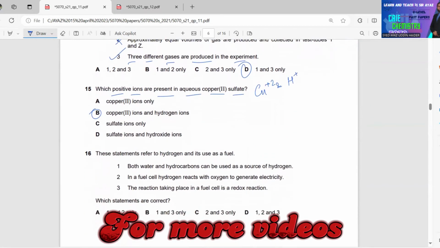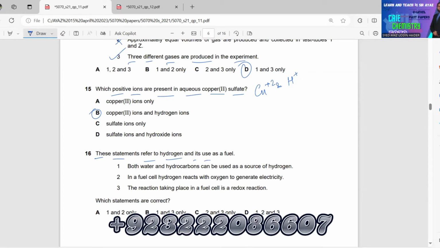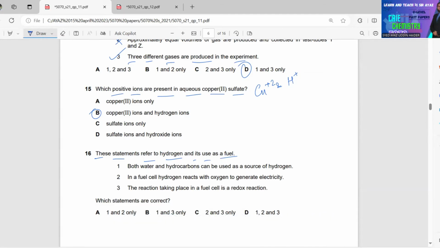Moving to next question. Number 16, these statements refer to hydrogen and its use as a fuel. 1, both water and hydrocarbons can be used as a source of hydrogen. This is correct. You can use water and hydrocarbon to get hydrogen. What about number 2? In a fuel cell, hydrogen reacts with oxygen to generate electricity. This is also true. Electricity is produced when hydrogen reacts with oxygen in a fuel cell.